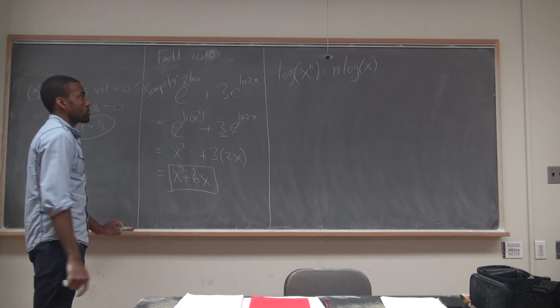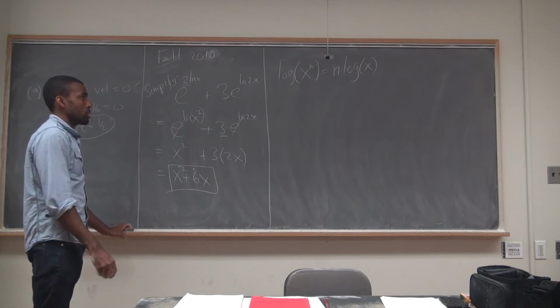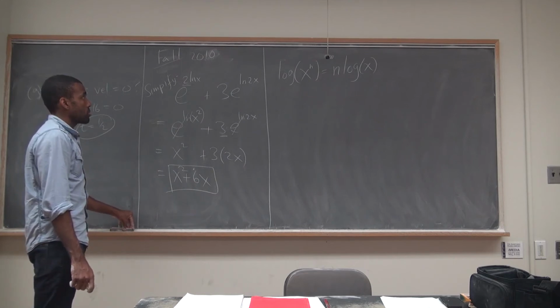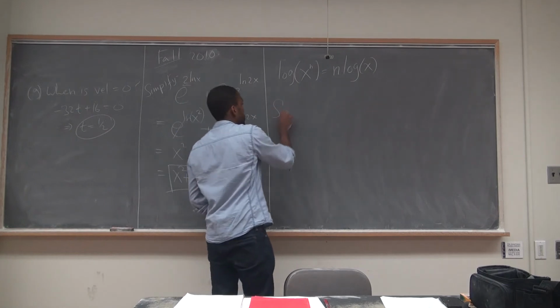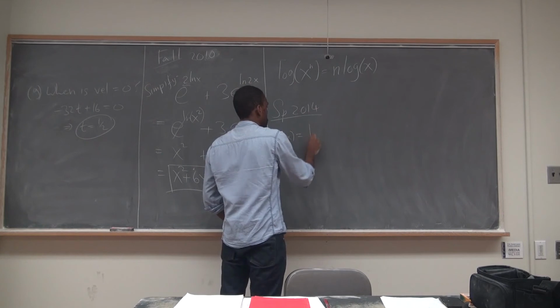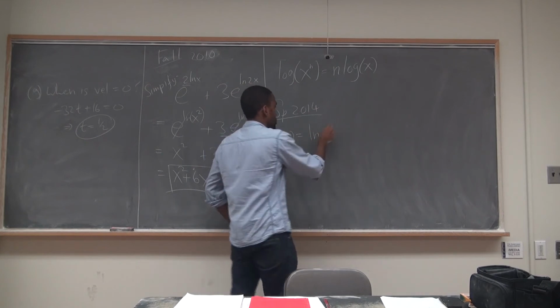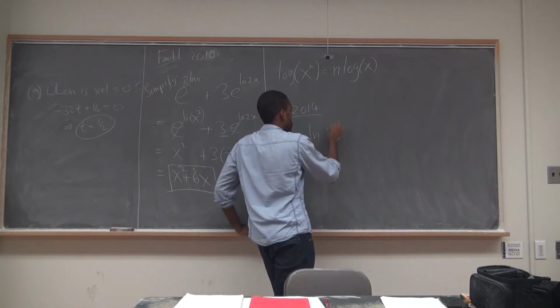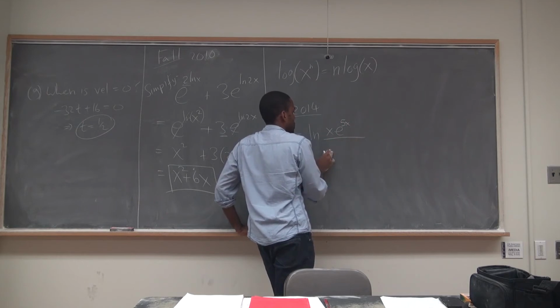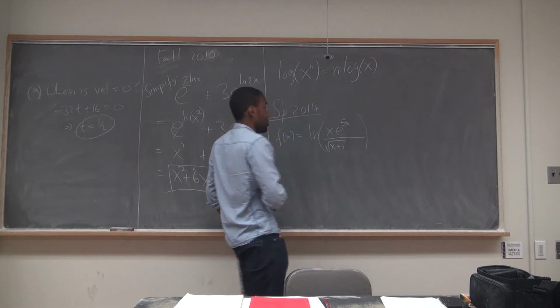Can you do another one like this? You can do spring of 2014. It's f of x equals ln of, on top it's x e to the 5x, over the square root of x plus 1. Yeah, looks scary. We have to simplify it, right?